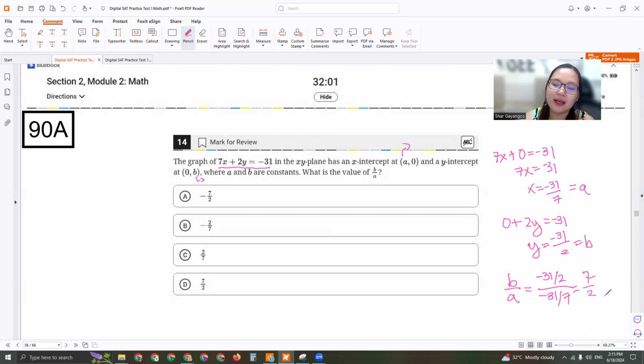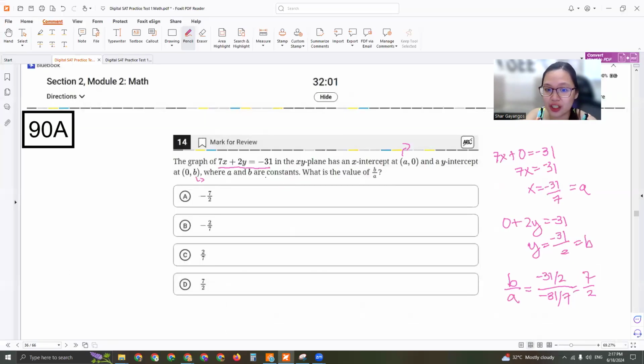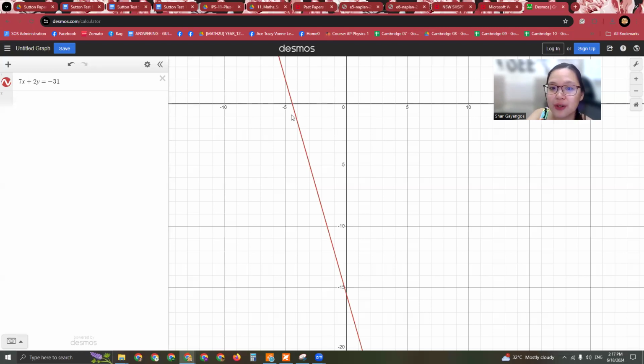Okay, perfect. And we can also use decimals. Let me just pull up my decimals kit quickly, and then I will be back. I'm back on my recording, and I've already pulled up my decimals, and as you can see, I've already keyed in the equation. So that's 7x plus 2y is equal to negative 31.